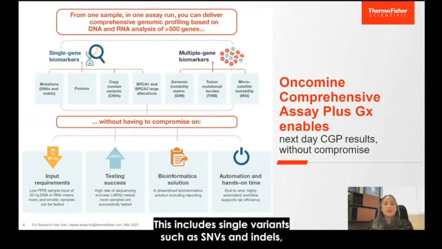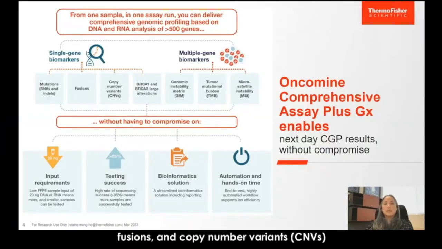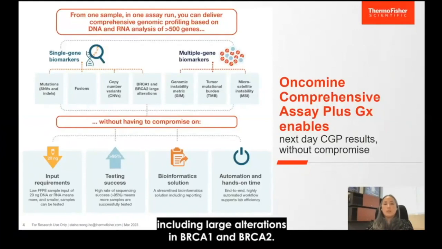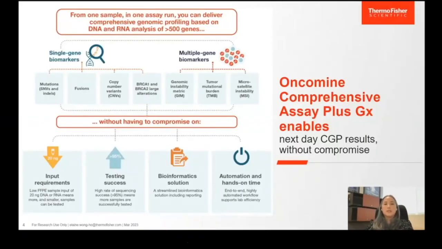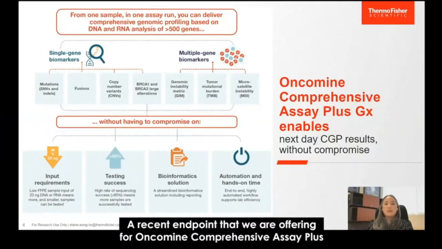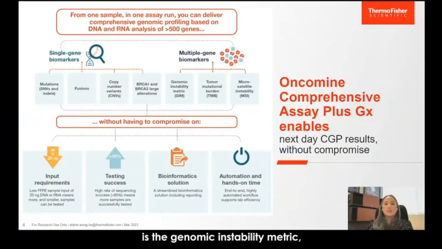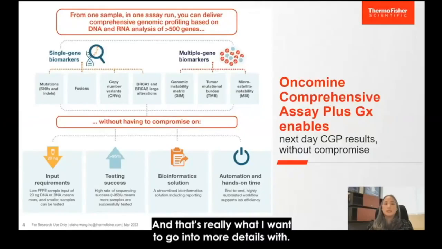This includes single variants such as SNVs and indels, fusions, and copy number variants, including large alterations in BRCA1 and BRCA2. But it also covers complex biomarkers that span multiple genes. This includes TMB and MSI. A recent endpoint that we're offering for Oncomine Comprehensive Plus is the genomic instability metric, or GIM. And that's really what I want to go into more details on later.